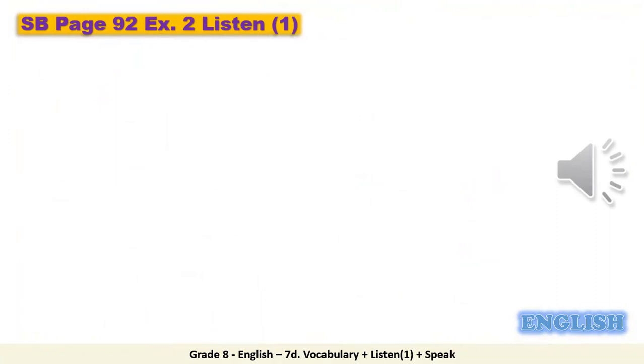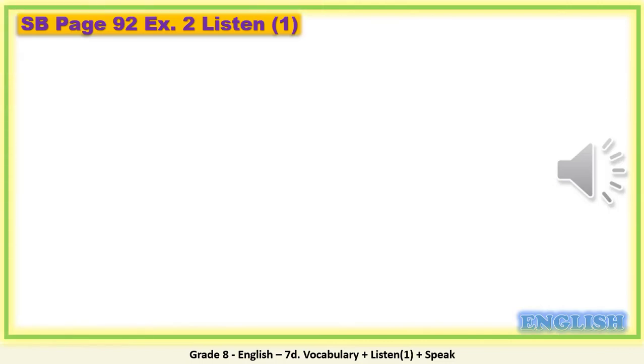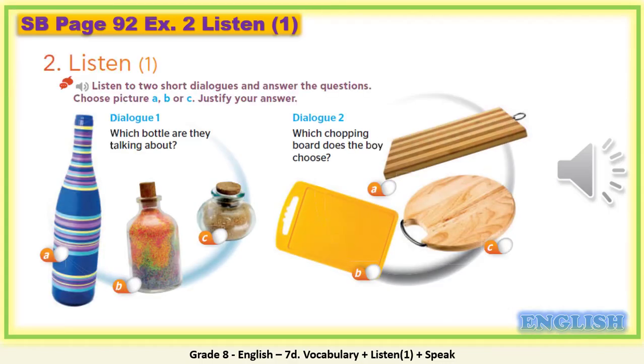Now please open your student book, page 92, exercise 2, lesson 1. In this exercise, you will listen to the 2 short dialogues and answer the questions. Choose picture A, B, or C. Justify your answer. Are you ready? Let's listen.